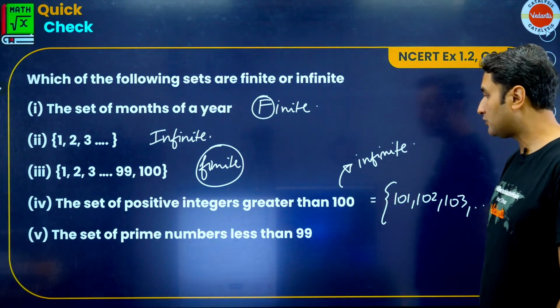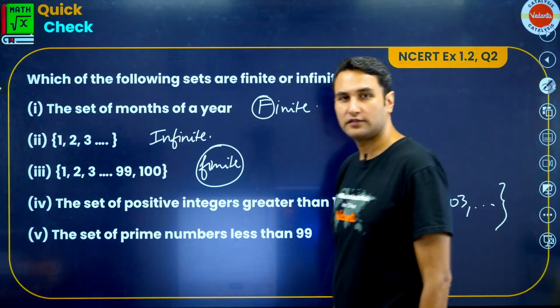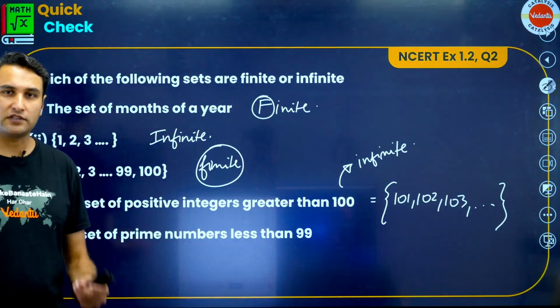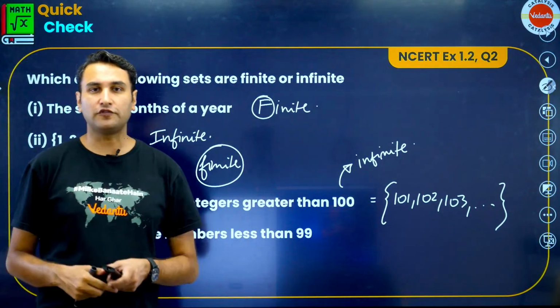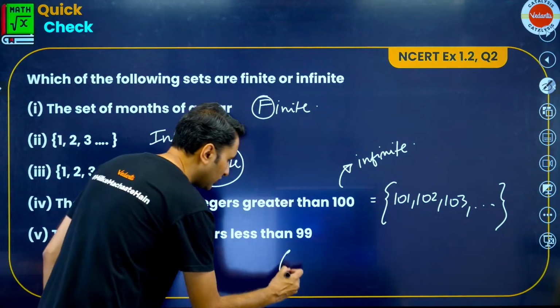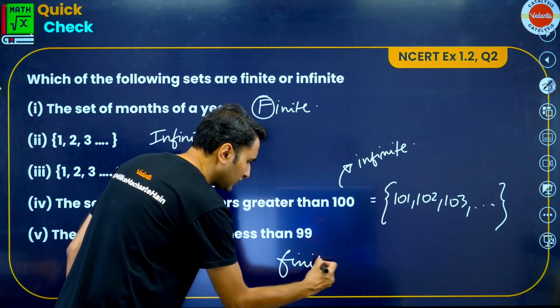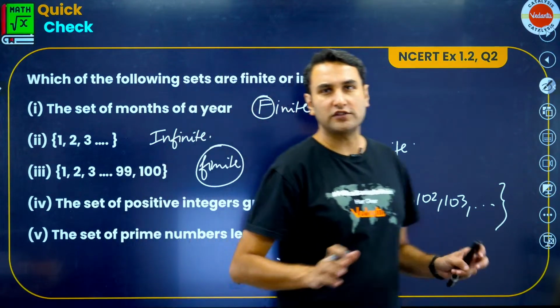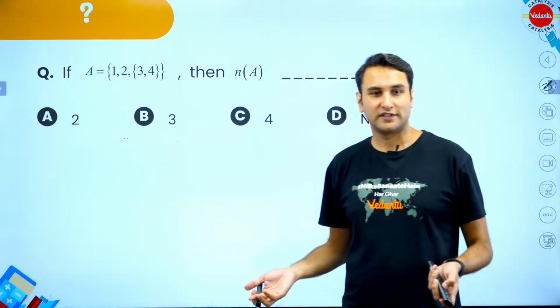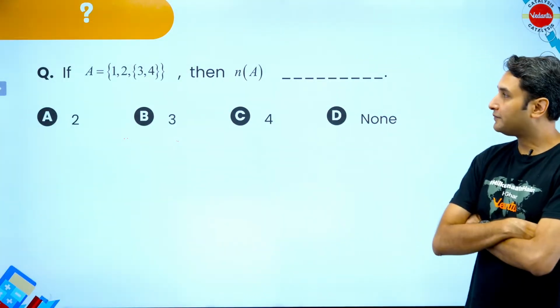The set of prime numbers less than 99. Prime numbers less than 99 is finite. So prime numbers starting from 2 to 99 are finite only, right? So this will be finite. So very simple. Till now there is no exertion on the brain. It is a very simple chapter. Just do it.